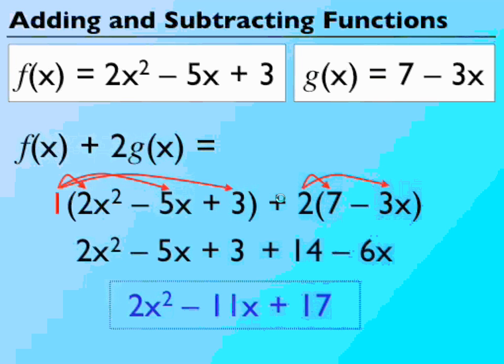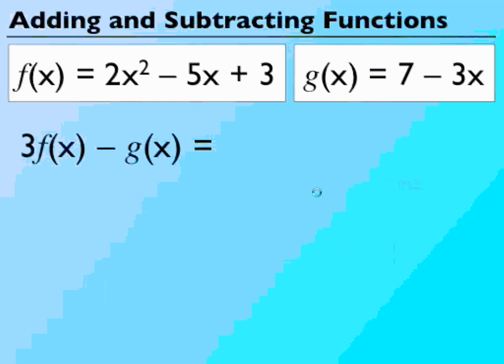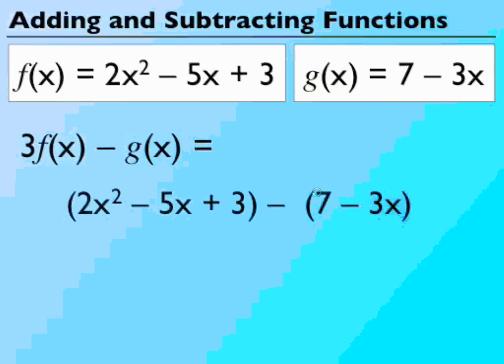We're doing operations with functions. So we multiplied this one by 2 and we added it to the other one. Let's go on to the next example. 3f of x minus g of x. Same idea. There's f of x minus g of x. There's 3 times f of x minus g of x. So 3, make sure we have our parentheses, so we're multiplying the entirety of f of x here, and then subtract g of x. Okay, let's distribute that 3 to each term there.